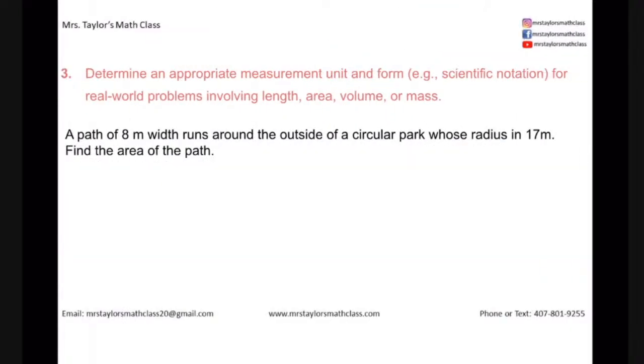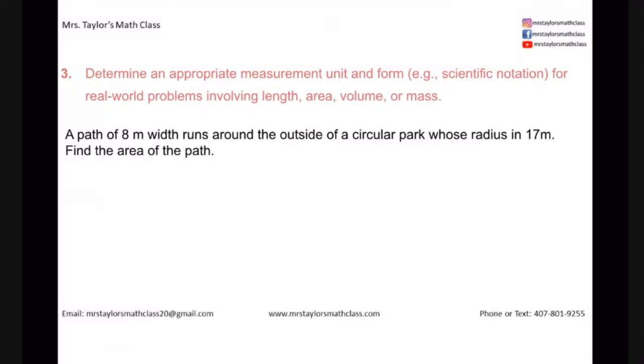Okay, so we're still in strand number 3. It says a path of 8 meters width runs around the outside of a circular park whose radius is 17 meters. Find the area of the path. Ooh, child, this is a good one right here. Now, let me tell y'all something. If you can draw a picture to help you understand what is going on, then it is my advice that you do that. Okay? So let's draw a picture.